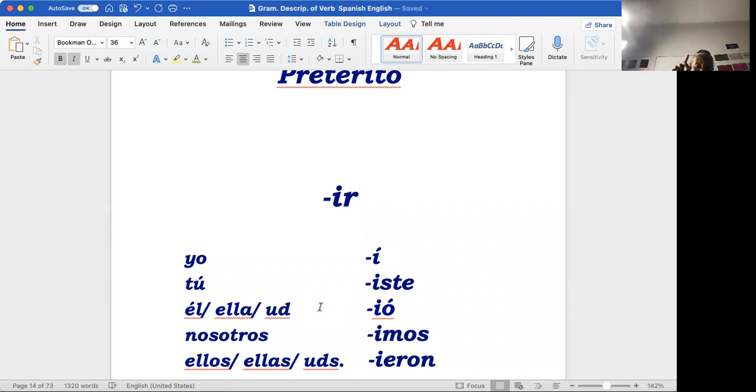So I'm doing the V, and then the endings. The I-S-T-E, I-O, I-M-O-S, I-E-R-O-N. In Spanish, for yo, it's í with an accent. Tú, it's iste. Él, ella, usted, ió, with an accent. Nosotros, imos, and ellos, ellas, ustedes, ieron.